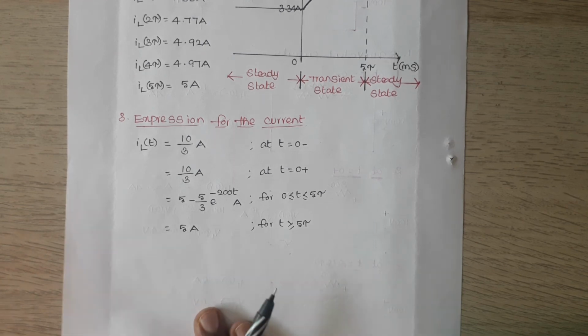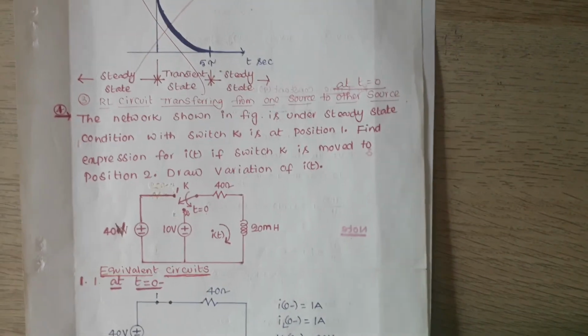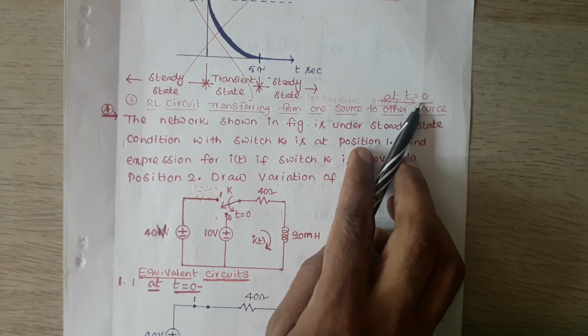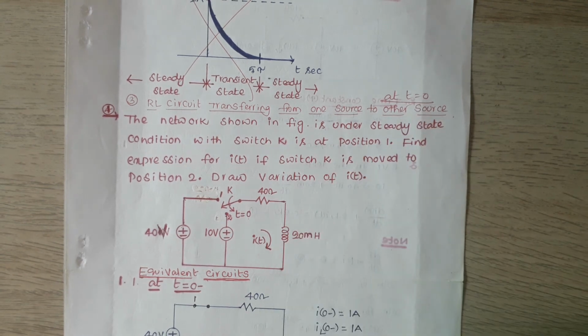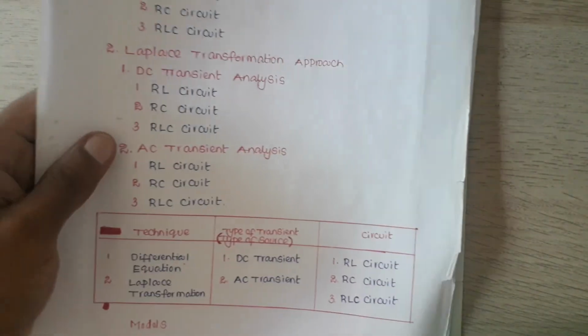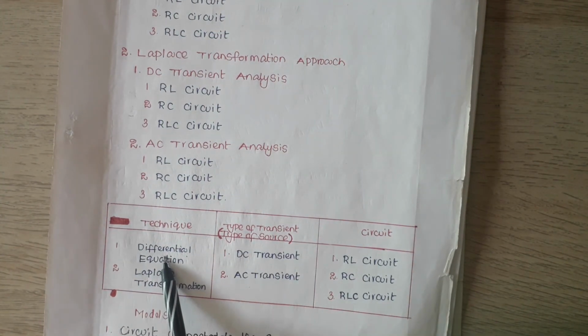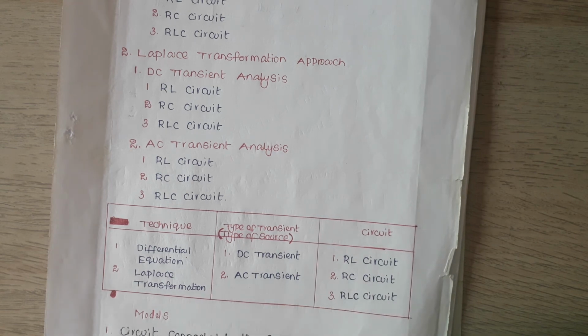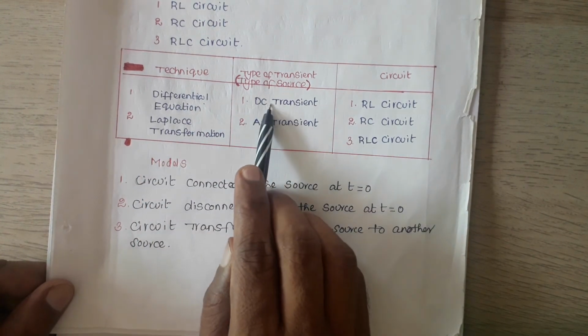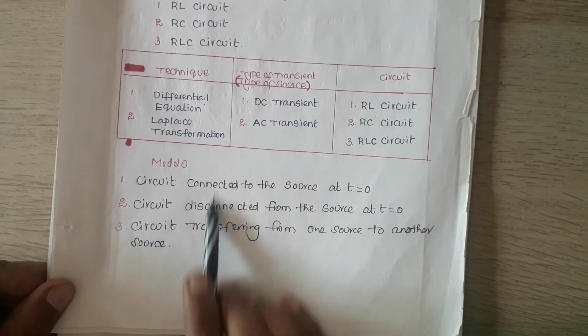So this is about the RL circuit transferring from one source to another source at t equal to 0. Now we have completed the differential equation approach, DC transient, RL circuit, and all the three models. In the next video I take up the differential equation approach, DC transient, RC circuit, again all the three models.